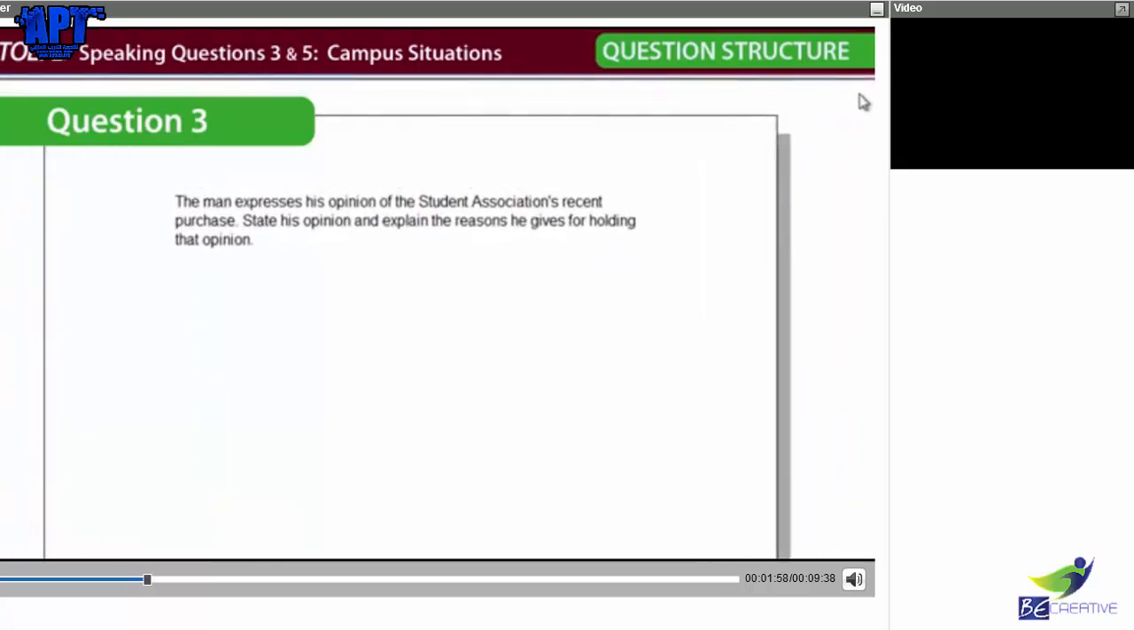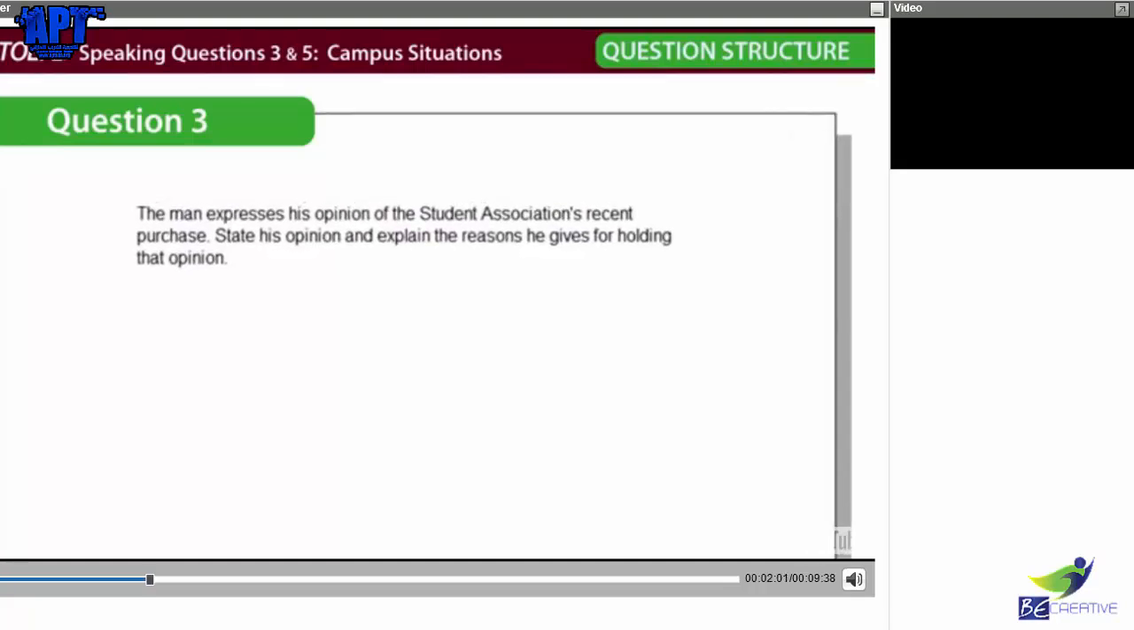The man expresses his opinion of the Student Association's recent purchase. State his opinion and explain the reasons he gives for holding that opinion.